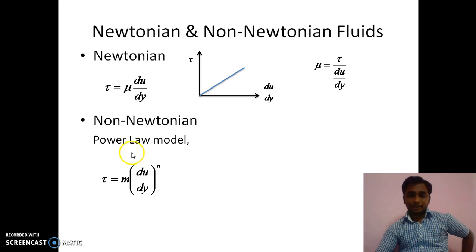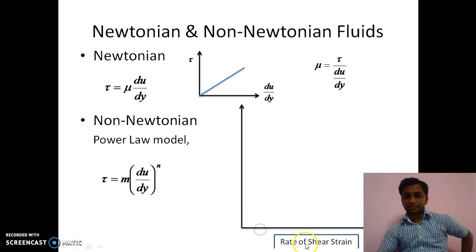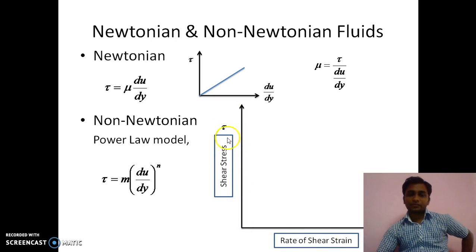Now if we plot this equation on the graph, on the x-axis we consider rate of shear strain du by dy, and on the y-axis we consider shear stress tau. After plotting this equation, we will get different types of curves. If we consider n equals 1, we will get a different curve. For n less than 1 and n greater than 1, you will have different curves on this graph. So first we will consider n equals 1.